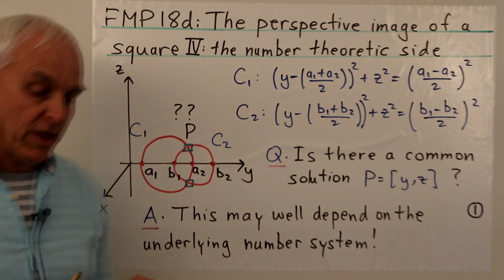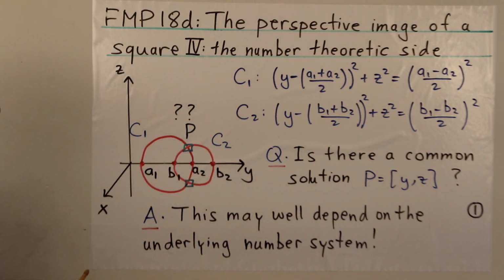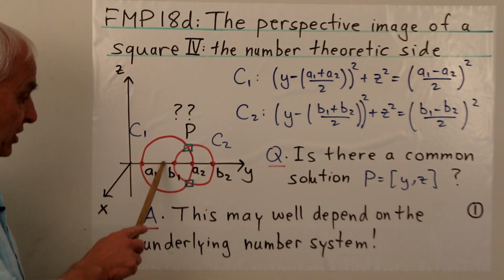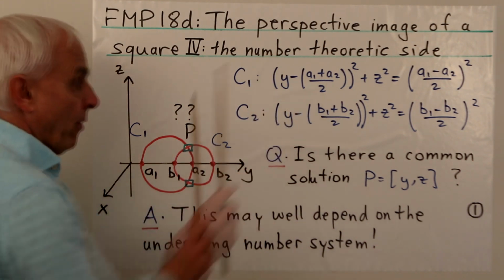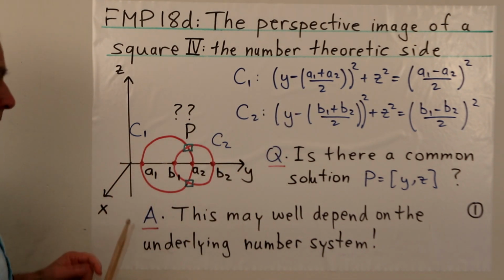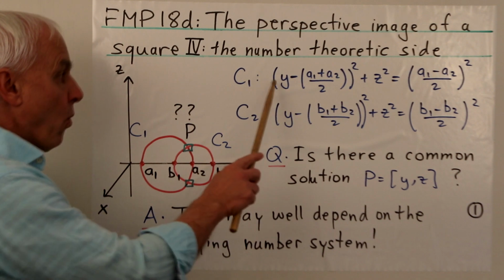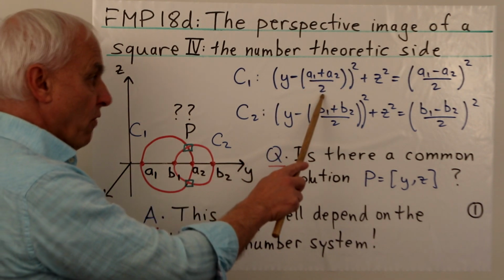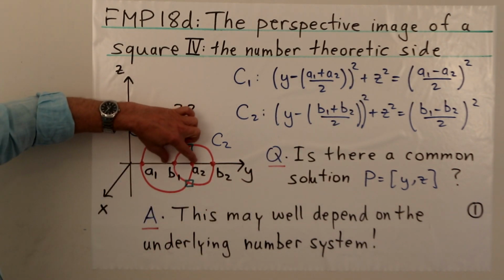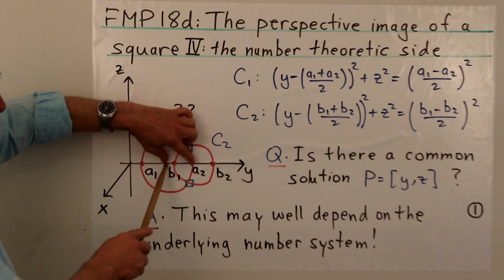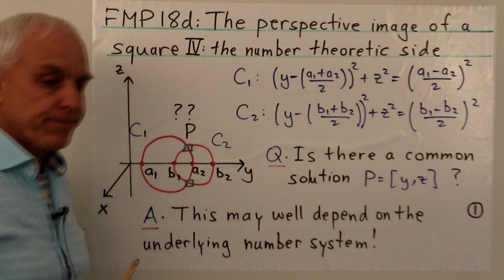So the first thing that we can do is we can cook up the algebraic equations for these two circles. And that's not hard to do because the centers are just the averages. So the center here is the point with y-coordinate (a1 plus a2) over 2 and z-coordinate 0. So in the yz plane, just in this plane for now, the equation of C1 is (y minus (a1 plus a2) over 2) squared plus z squared equals the radius squared. And the radius will be the difference between the average and A2, or the average and A1, which is (A1 minus A2) all over 2, squared.